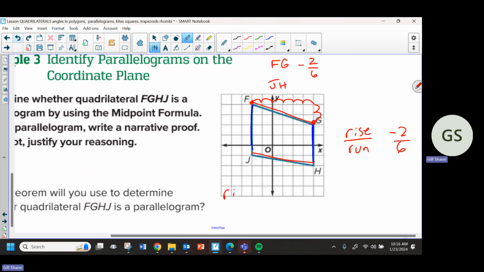Yeah, this is to determine, because if the left and right are parallel and the top and bottom are parallel, then it's got to be a parallelogram. That's kind of the definition. So the FG has to match JH. And we know the left and right are parallel because they're both straight up and down. So if we get the same number again, then the top and bottom are parallel.